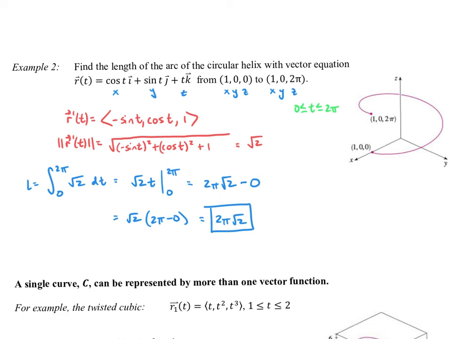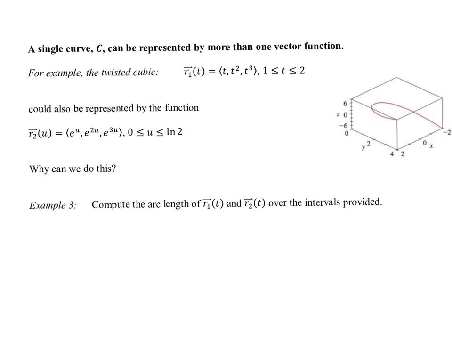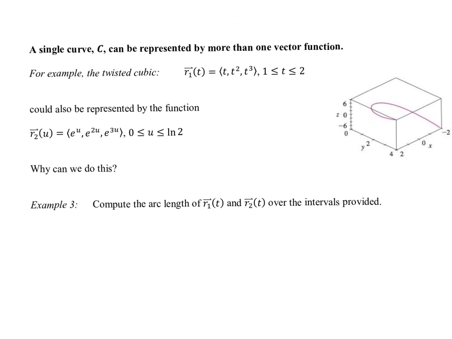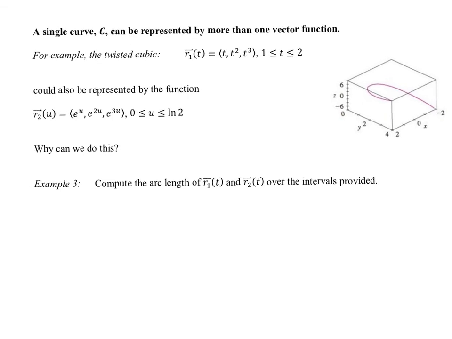Okay, let's talk for a moment here about changing your parameter. Now, there's all sorts of ways to change our parameters. We could change the parameter of t into something completely different. This little example that we have shows what's called the twisted cubic, which is t, t squared, t cubed. And in this particular one, we're going to go from 1 to 2.